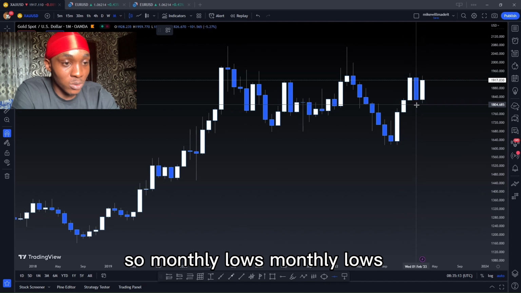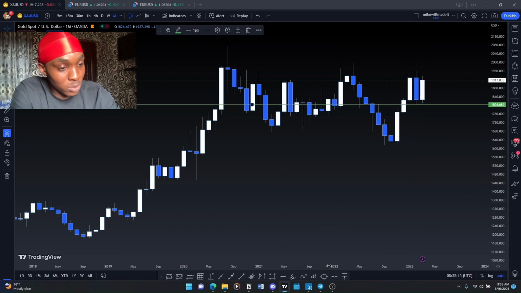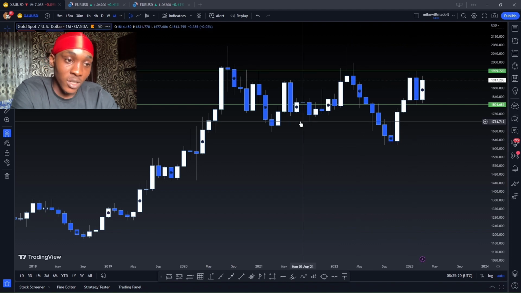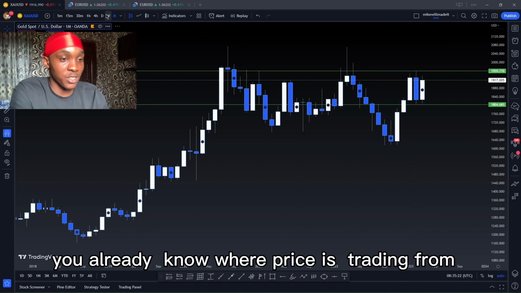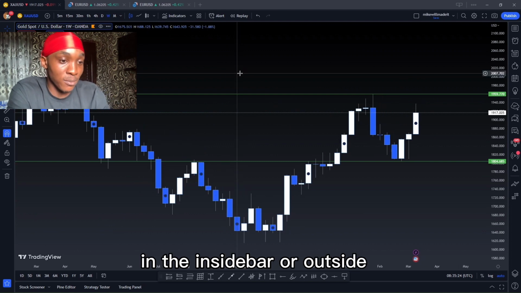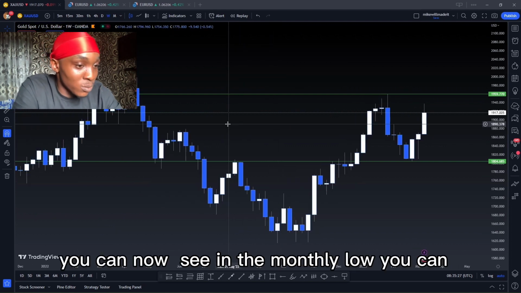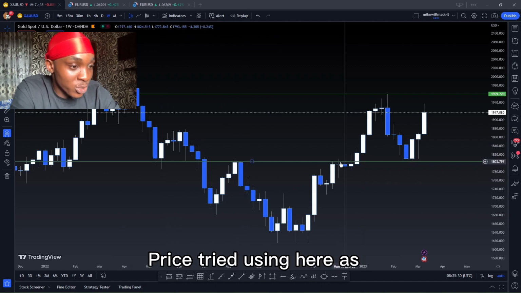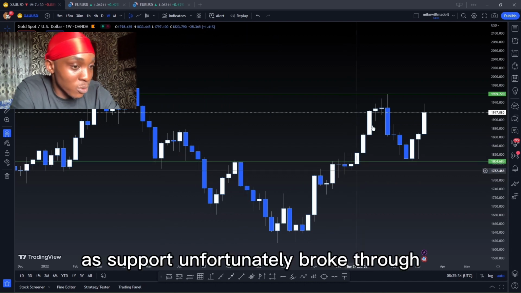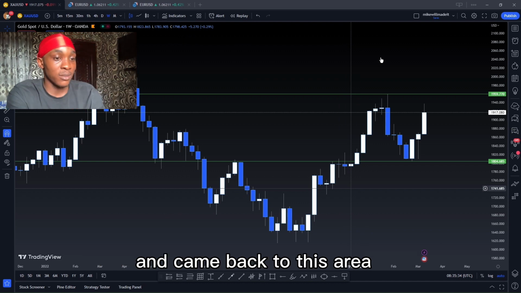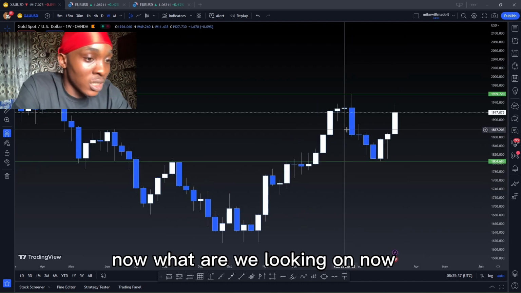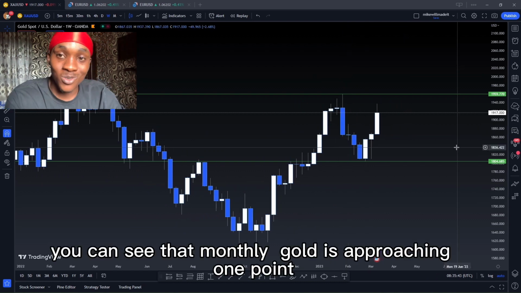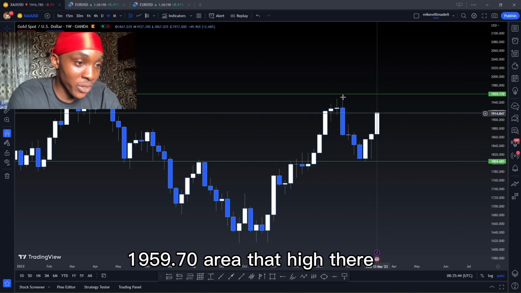So monthly lows, monthly highs. You plot that out, so you already know where price is trading from, whether you're trading in the inside bar or outside. You can now see on the monthly low set, here was the support, resistance. Price tried using here as support, but unfortunately it broke through and came back to this area. Now what are we looking at on the monthly time frame of gold? You can see that gold is approaching the 1.1959.7 area, that high there.